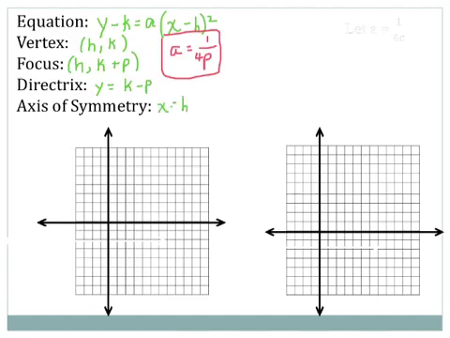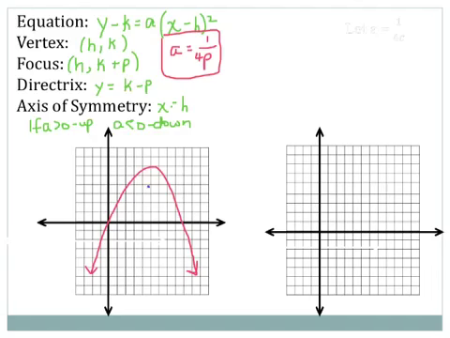Now, if A is positive, it opens up. If A is negative, it opens down. So I'm going to sketch one real quick for you. So we would sketch our parabola. And where is the focus going to be? The focus is always on the inside of the parabola.